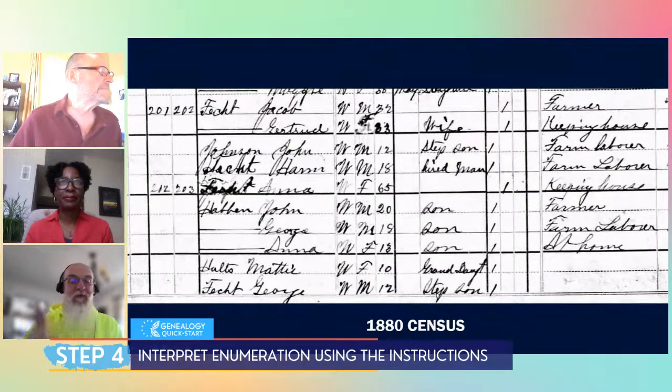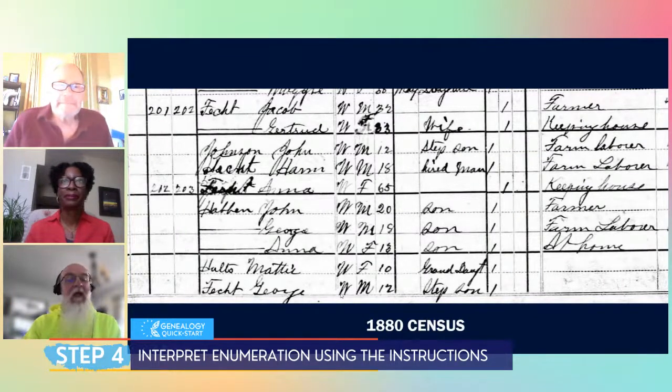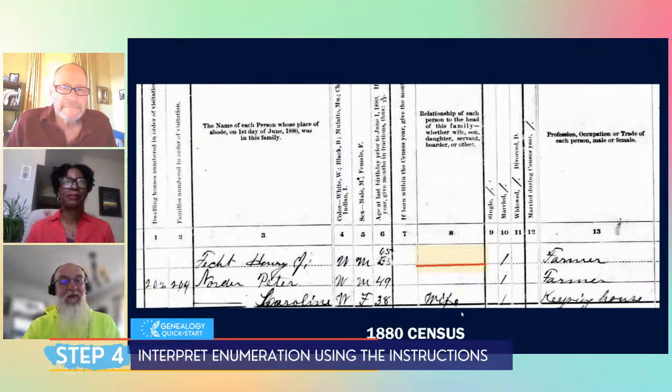She's been married to her second husband for about 3 years at this point. You don't know that from the enumeration. But it's blank. She's the head of the household. And if we go to the next page, which completes her household entry, there's a 65-year-old man listed, and his relationship to the head of the household is blank.